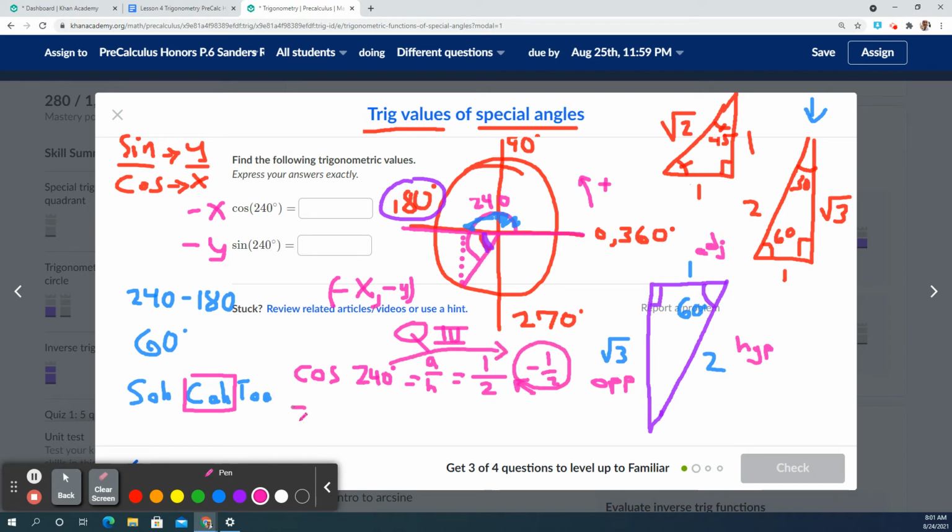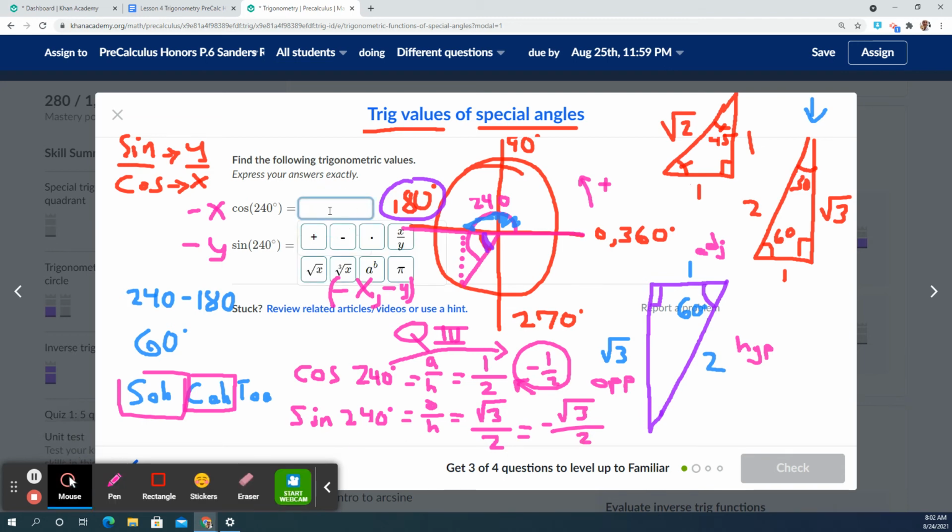And then sine of 240 is going to be the same as sine of 60, but I have to make it negative or opposite at the end. All right, so sine is opposite over hypotenuse. Opposite is going to be radical 3. Hypotenuse is 2. Radical 3 over 2 would be the sine of 60, but we're doing the 240 in quadrant 3, so it's negative radical 3 over 2.